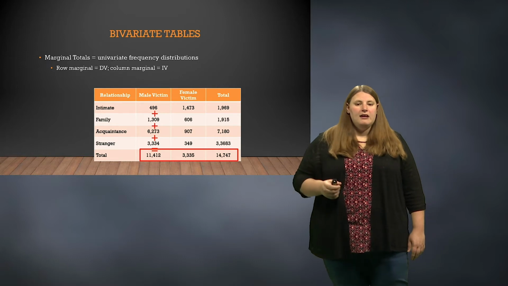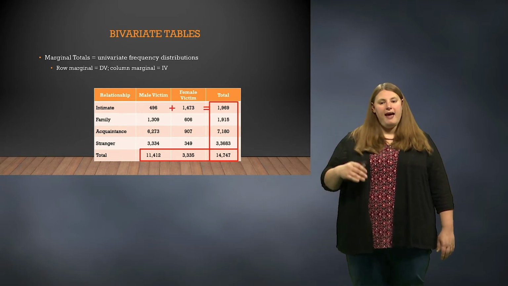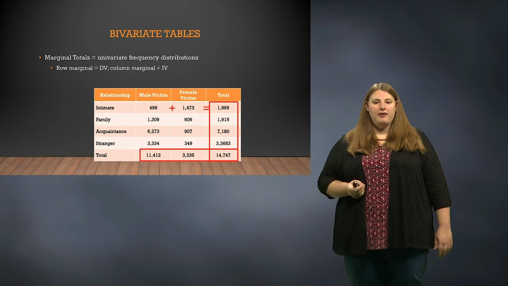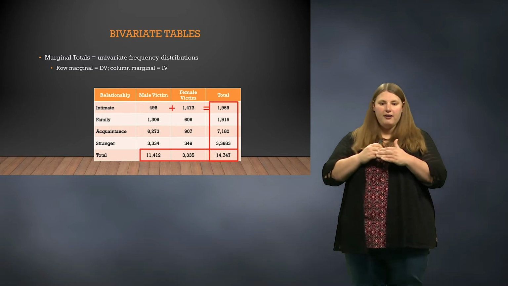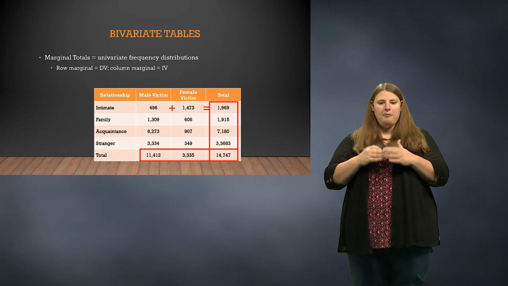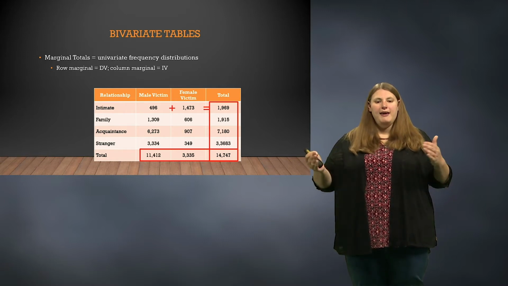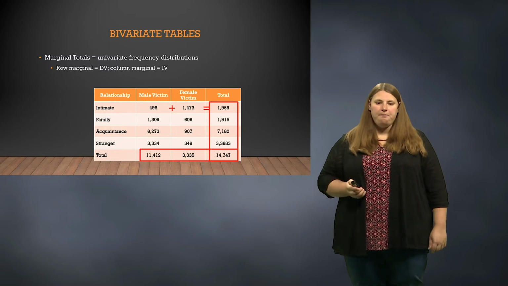14,747. The marginal total for the dependent variable works the same way, except now we're adding up all the values within a single row to get a total number of victims that are killed only by an intimate partner, that are killed only by a family member, so on and so forth. So even within a bivariate table, we can analyze the distribution of each variable by itself.